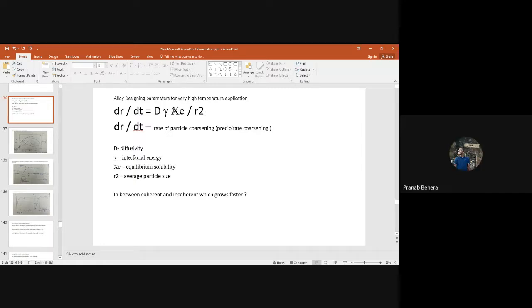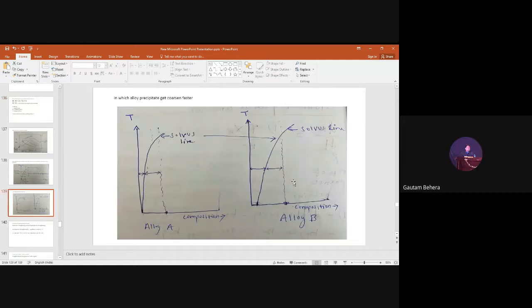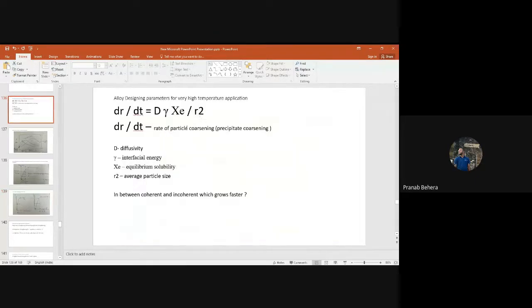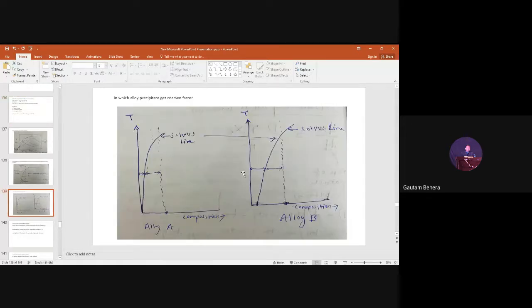Sir, in alloy B, the particle will become more coarsen. Why? dr by dt is directly proportional to equilibrium solubility. Very good. It is directly proportional to Xe, right? That is the answer. So equilibrium solubility is increasing in which case, and increasing at a faster rate in which case? B case, in alloy B. Yes. How? Because this is the solubility, you understand.